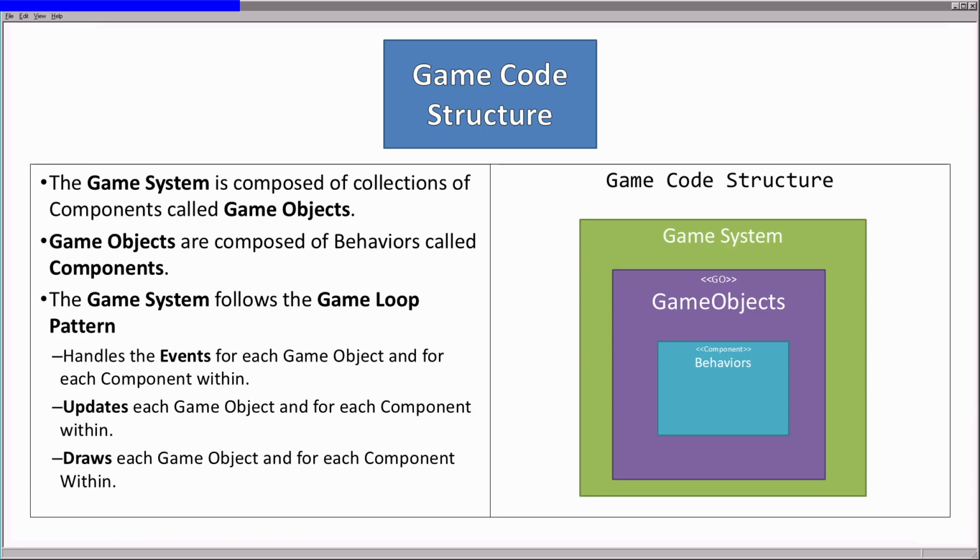The big overall structure is the game system is composed of collections of components called game objects. Game objects are composed of the behaviors called components. The game system follows the game loop pattern. It handles the events for each game object for each component within. It updates each game object for each component within, and it draws each game object and for each component within.